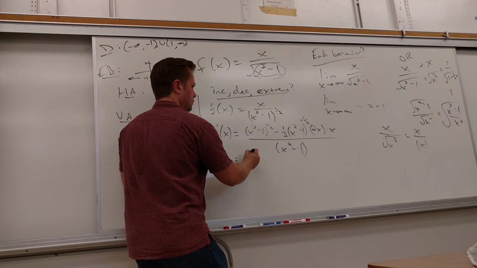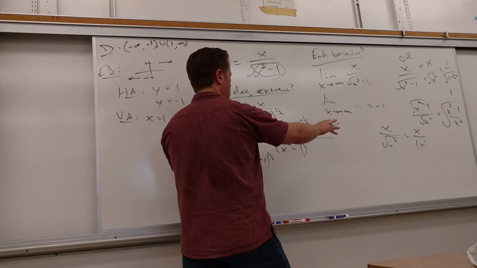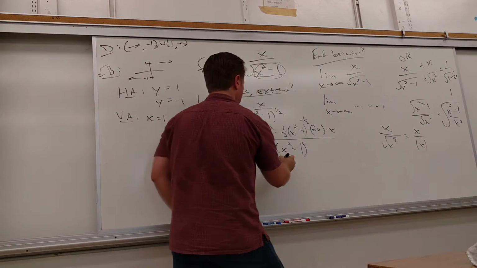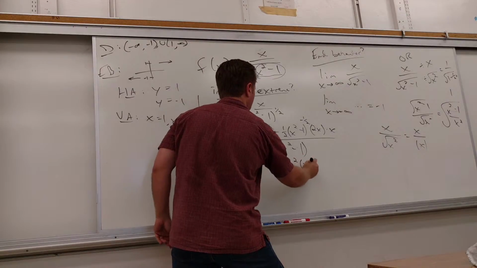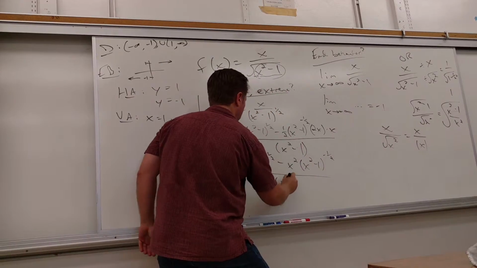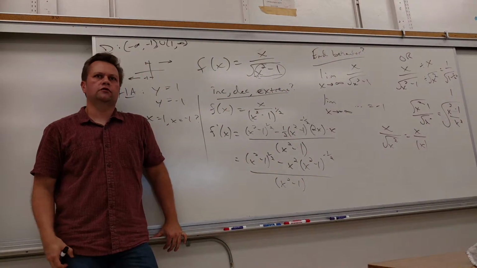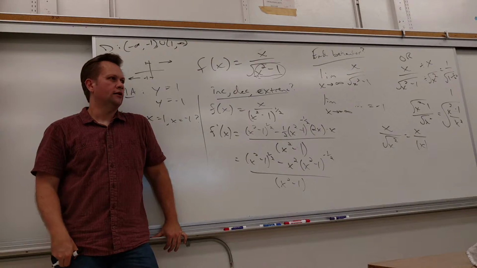So then I get x squared minus 1 to the 1/2. 1/2 of 2 is gone. I get x squared. All over this. Okay. Let me stop here for a second. That is gross. A little bit.